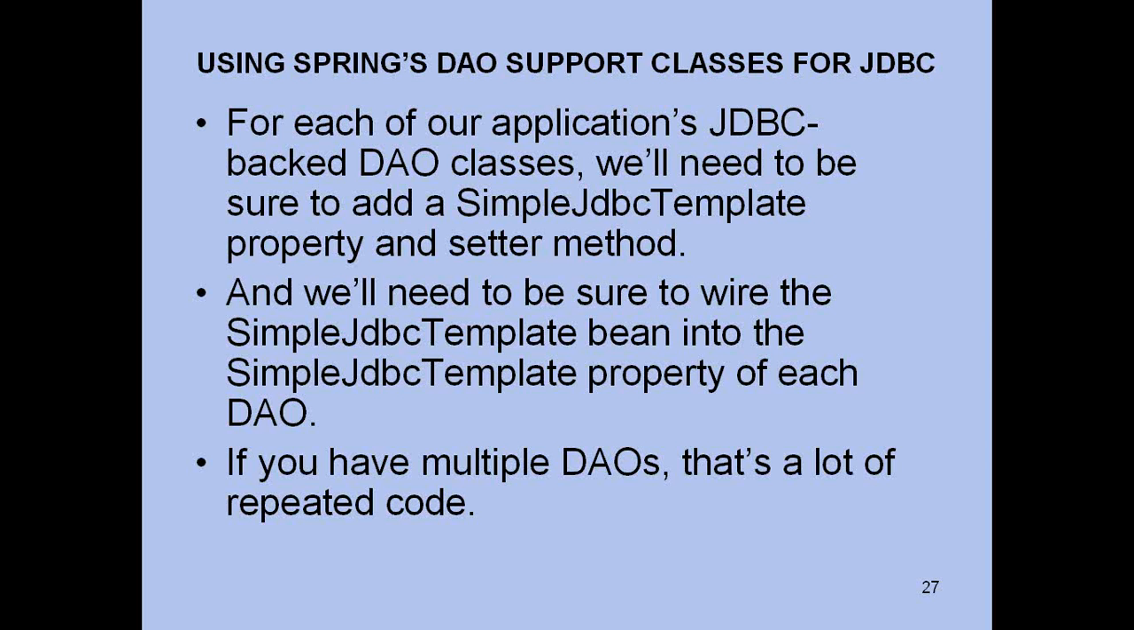Let's suppose you have many DAO classes that access the database. If all of those are trying to get a connection to the database, for each one of them you need to inject the JDBC template property or a simple JDBC template property, right? Here you have seen an example for only one class, but usually a DAO layer will have multiple classes that access the database. And for each one of them, you need to inject the JDBC template property, which is difficult to do.